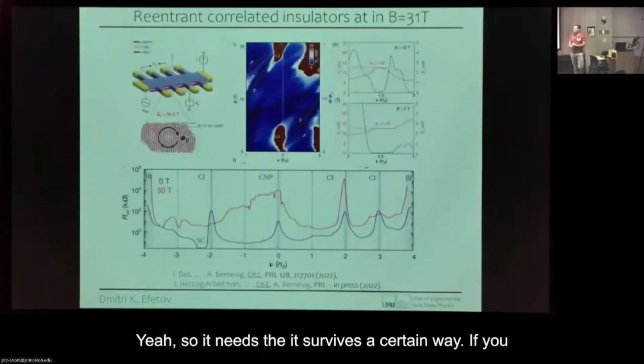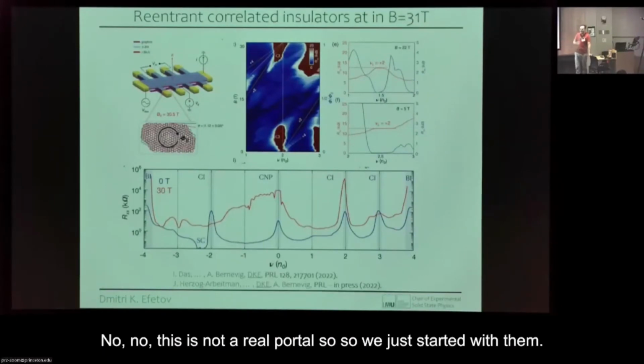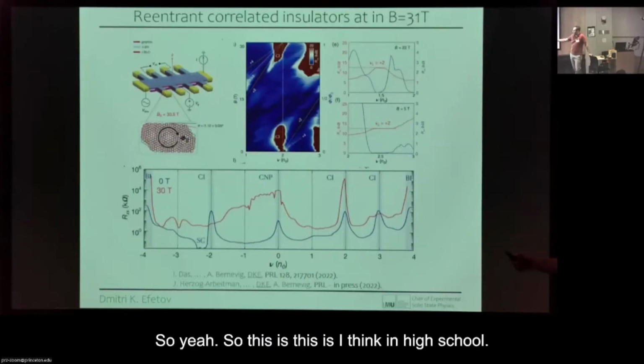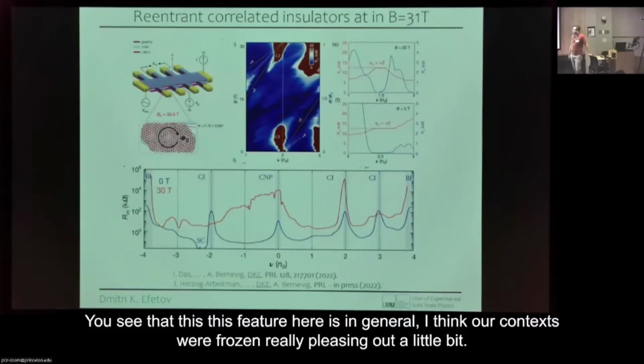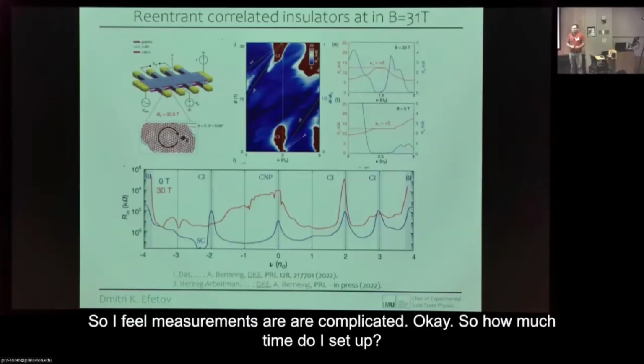Oh yeah. So there's a plateau at the limit of 0. Right. Oh, this one? Yeah. Were you one of the reviewers? No, this is not a real plateau. It's also not anywhere close to that. And also this is RXX, right? So I think in high field you see that this feature here is in general, I think our contacts were freezing out a little bit. In high field your leads start also interfering. So high field measurements are complicated.